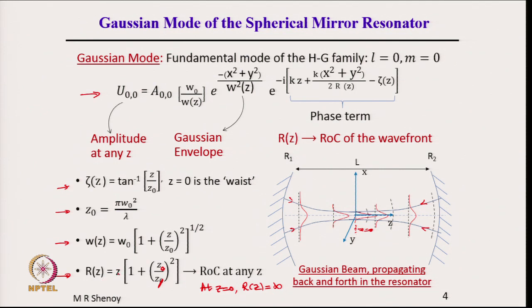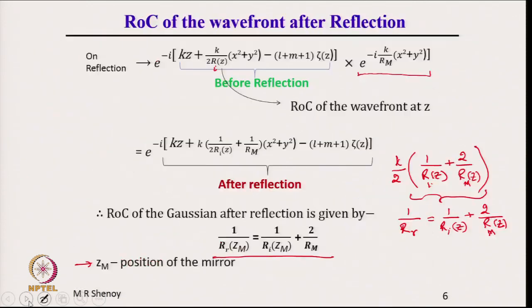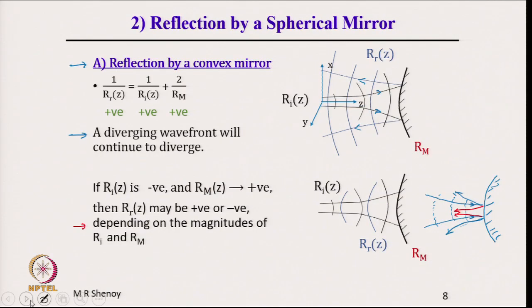Similarly, we see that if we put z is equal to infinity, then also r of z will be infinity, because this term will become 0 and outside there is an infinity, and therefore, we will get r of z is equal to infinity. So, at z is equal to 0, r of z is infinity, and at z is equal to infinity, then also r of z is equal to infinity. Means a Gaussian beam will have a plane wavefront at the waist and at infinity. Let us come back, we will discuss this issue again.